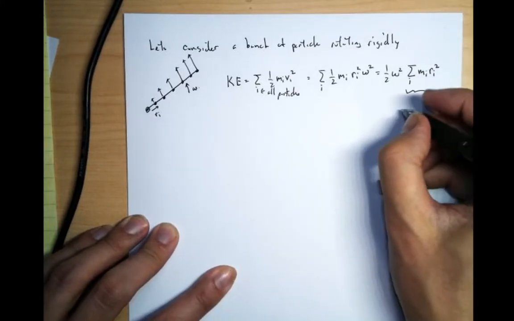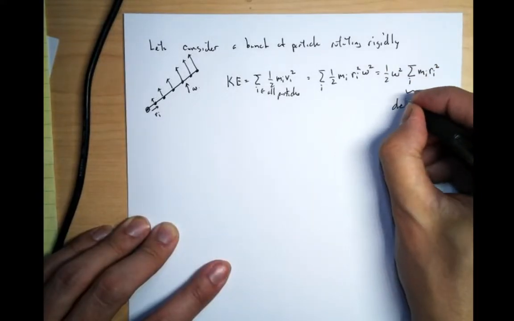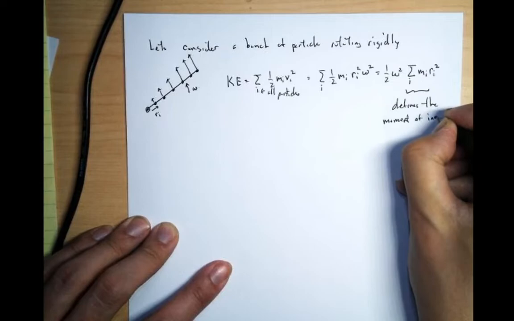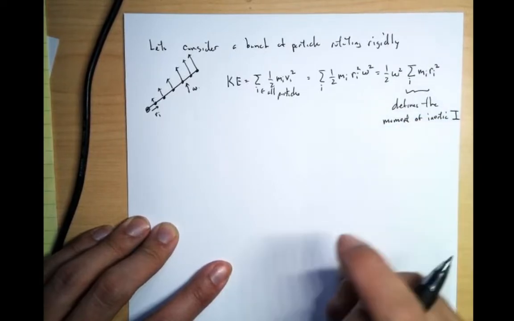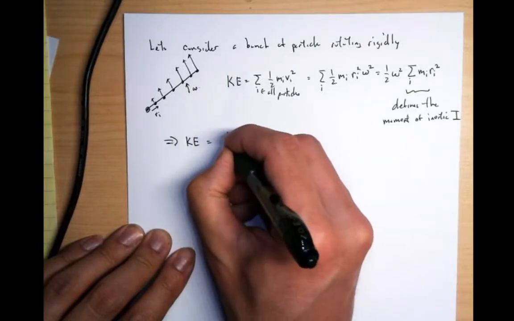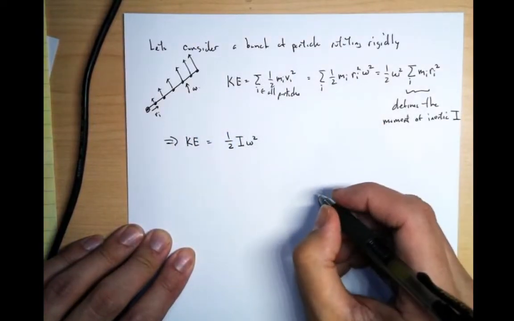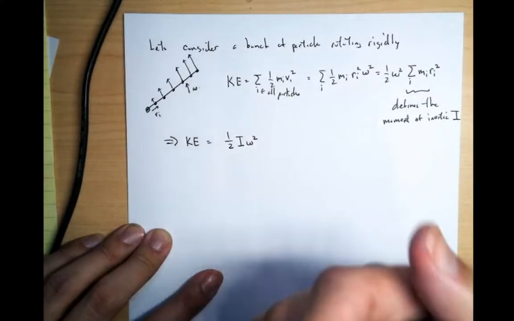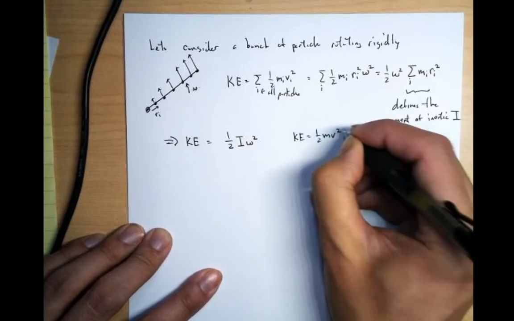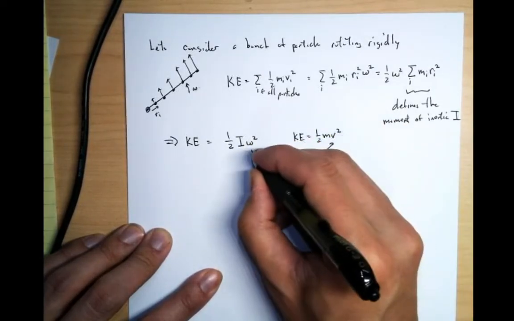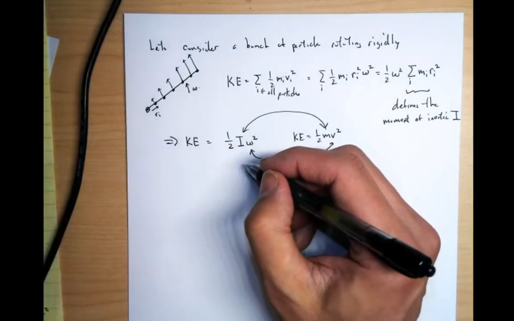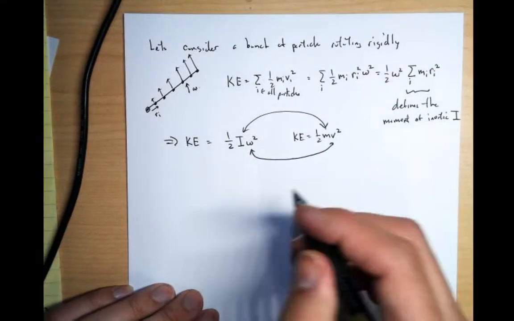So this thing here just depends on the particles. This defines the moment of inertia, which I'll call I. And so what this gives you is that kinetic energy is equal to 1/2 I omega squared. If you think about how this works for regular particles, it's 1/2 m v squared, so you can see the analogy. v becomes omega, m becomes I. So I serves as the equivalent of a mass when you talk about rotation.